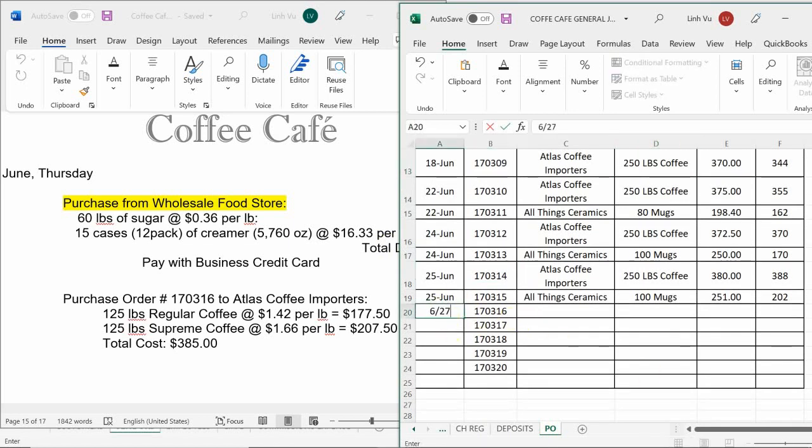For $627. Atlas Coffee, we're still buying 250 pounds of coffee for $385.